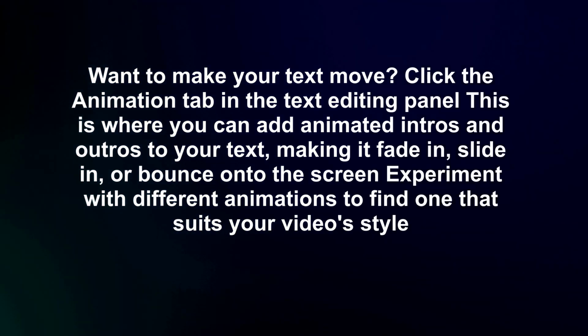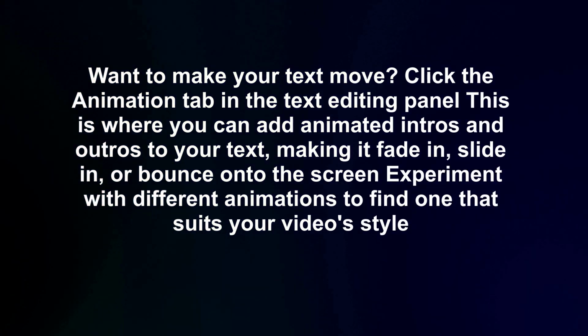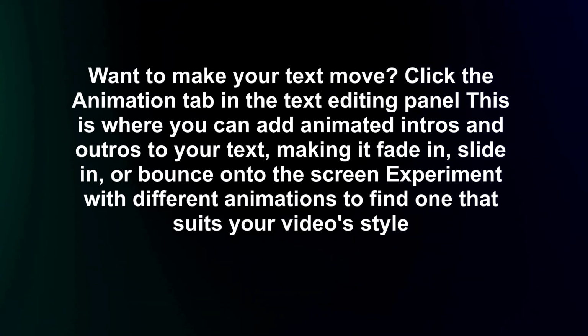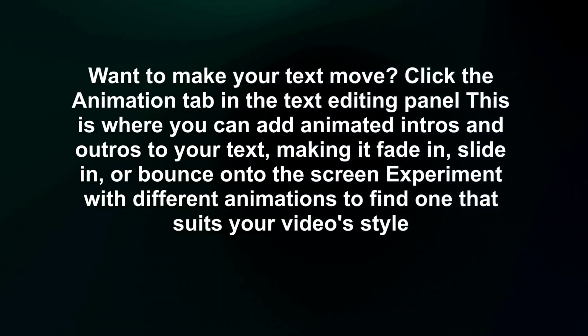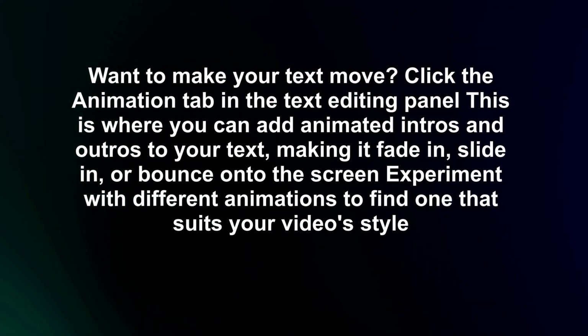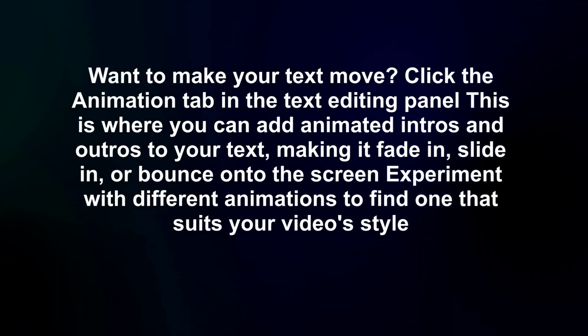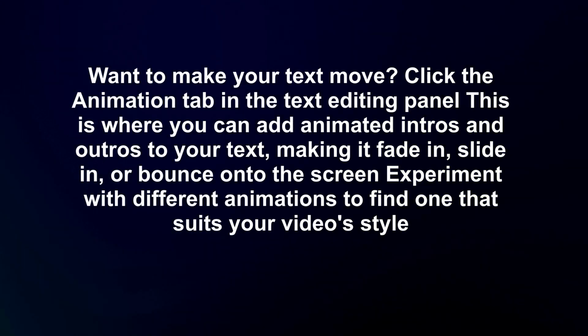Want to make your text move? Click the Animation tab in the text editing panel. This is where you can add animated intros and outros to your text, making it fade in, slide in, or bounce onto the screen. Experiment with different animations to find one that suits your video's style.